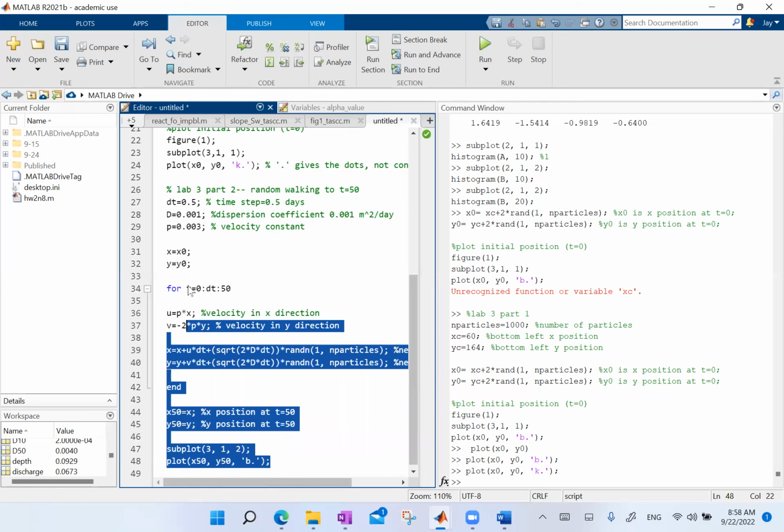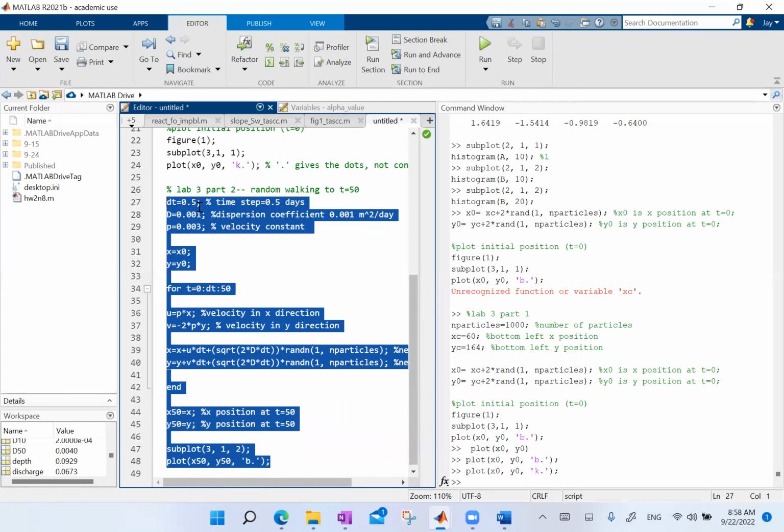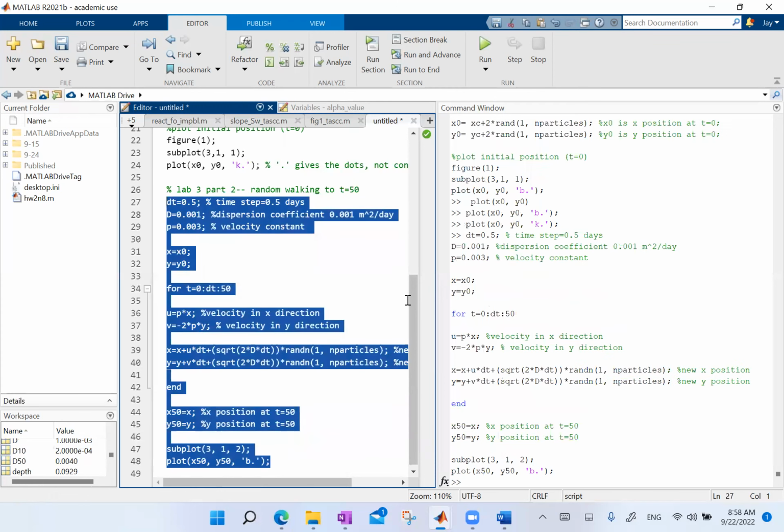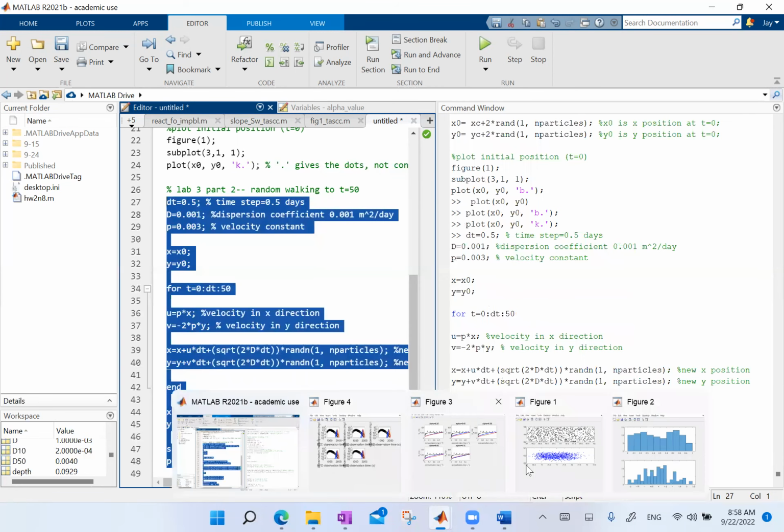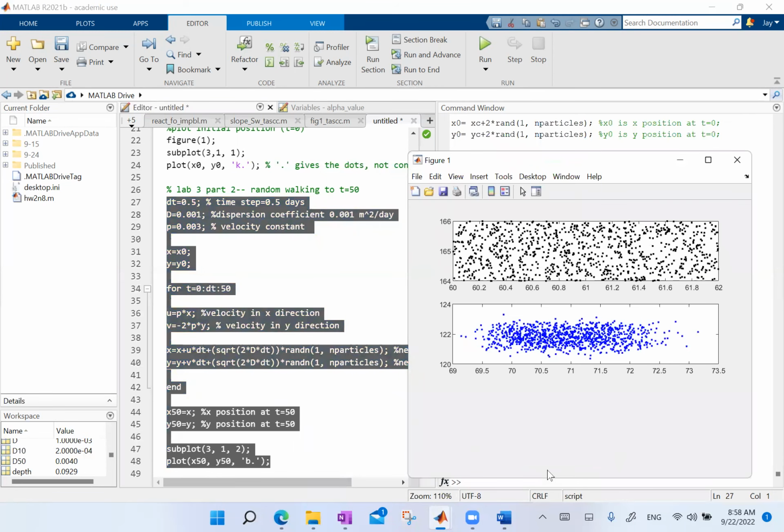So let's run the second part all together. Evaluate selection. And if you do everything correctly, you probably end up with something like what I had. So we still have 1,000 particles, but now the particles are distributed in a different way. So that's the second one. All right, any questions?